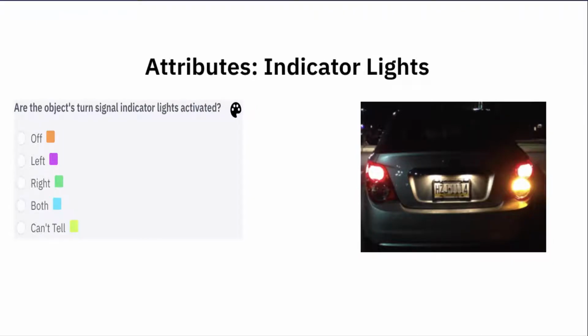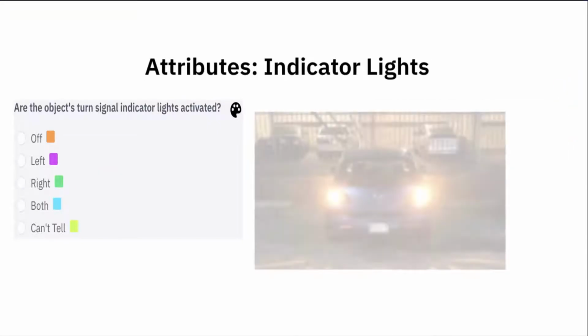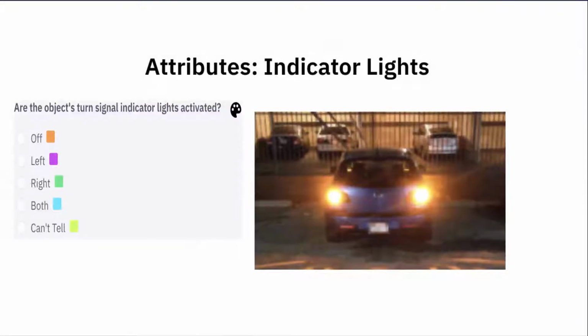All right, and in this example, we see the orange light on the back side of a car on its right side, and so for indicator lights, we would choose right. And in this example, we see both orange lights on the back of this car, and we would want to select both.